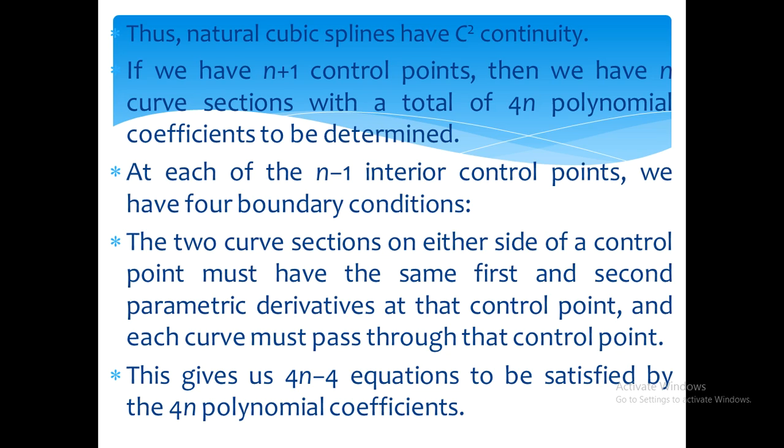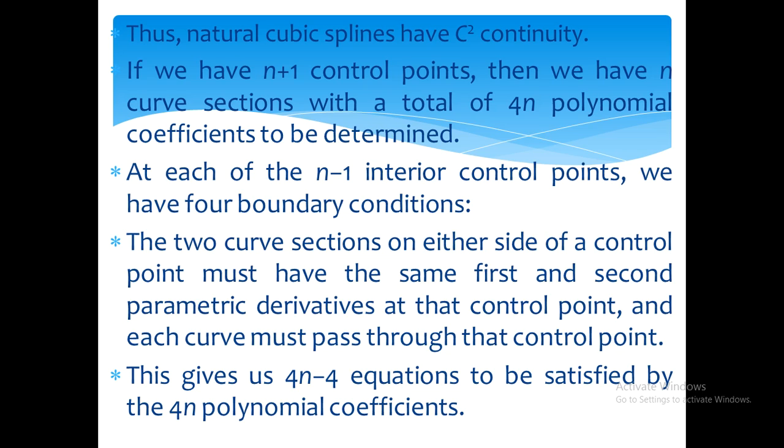As I told already, the 2 curve sections on either side of the control point must have the same first and second parametric derivatives at that control point, and each curve must pass through that control point. That is interpolation. As I told, interpolation is nothing but the curve must pass through that control point. Then each of the n minus 1 points must have 4 boundary conditions, that is first order and second order on each side, meaning the end and the starting, right? That is the meaning of that line.